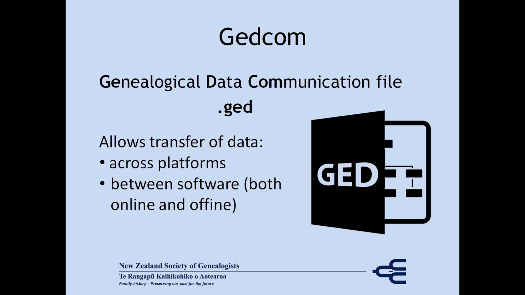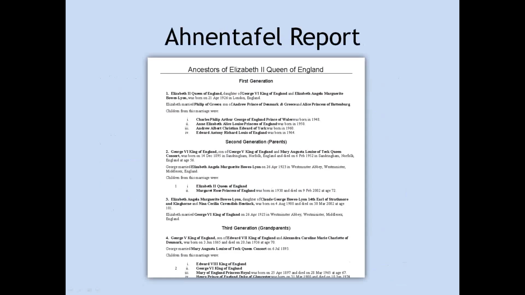Sometimes a GEDCOM isn't the most appropriate way to do it. You might just want to send them some sort of report from your family tree program. So here's a few of them. First of all, what is called an Ahnentafel Report. It's basically an ancestor report. So if your research is taking you to a common ancestor and you want to send a report showing what you've done before that, you can send something that shows their ancestors. In this example, we have Queen Elizabeth, showing her parents and grandparents.